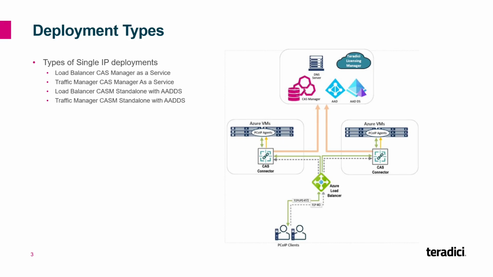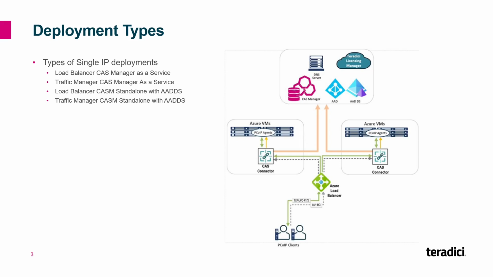So architecture-wise, the 4 deployments are all relatively similar. The CAS Manager as a service deployment will also deploy a domain controller instead of using the AADDS. And the traffic manager deployments deploy a traffic manager that connects to the front end of the load balancer, and users will connect to the traffic manager domain name instead of the public IP of the load balancer directly.